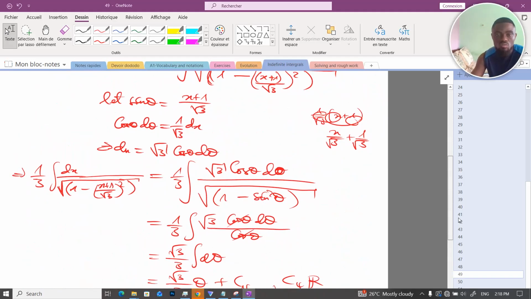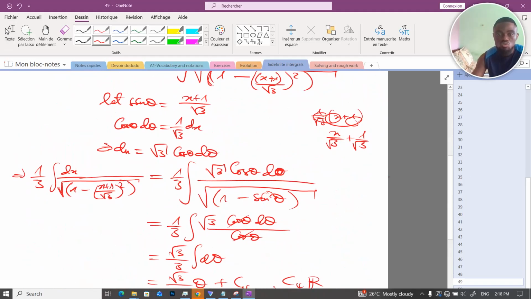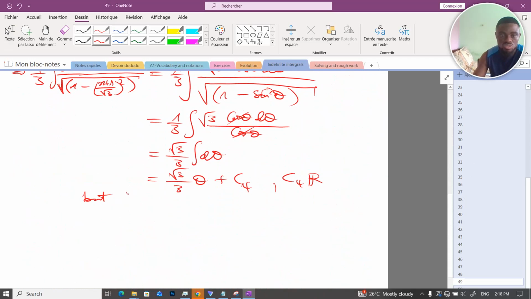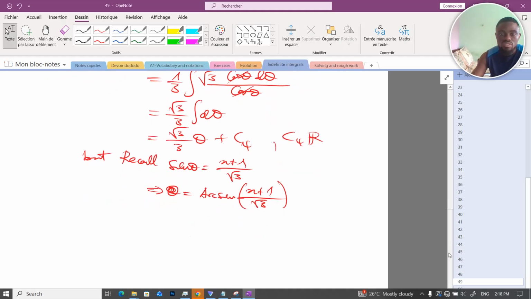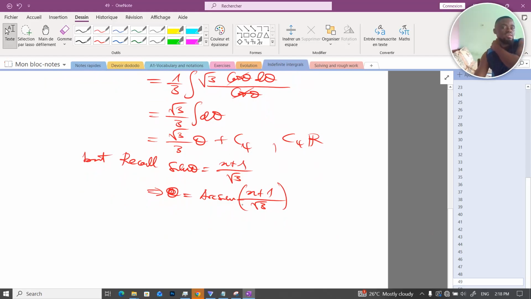But our sine theta was equal to what? X plus 1 on root 3. But recall, our sine theta was equal to x plus 1 on root 3. This implies theta will be equal to arc sine of x plus 1 on root 3. Is that okay? So where we see theta, we substitute arc sine of x plus 1 over root 3. So it then implies the integral.